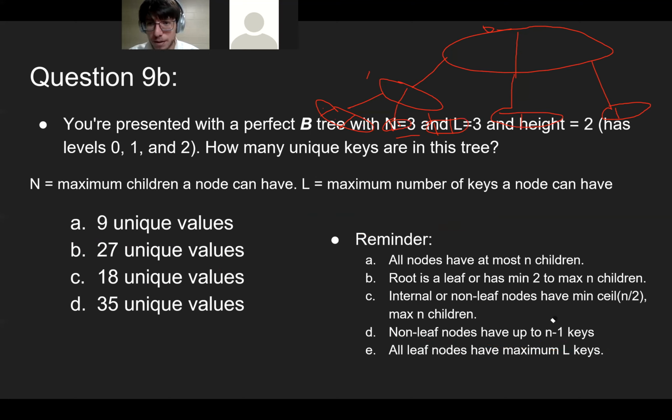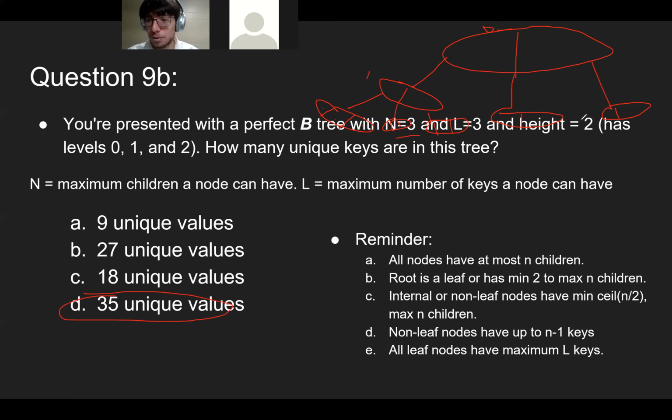We're still asked about the unique keys in the tree. But what do we know about unique keys in B trees versus B plus trees? We also count the keys in the internal nodes. That's exactly right. Perfect. And so if we count the ones in the internal nodes, how many are we going to get? 8. That's right. We add that to our 27, and we'll get 35. That's exactly right.